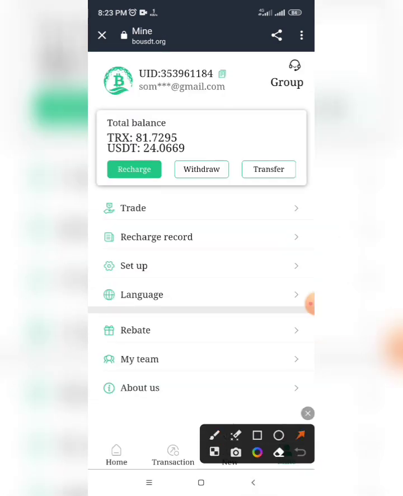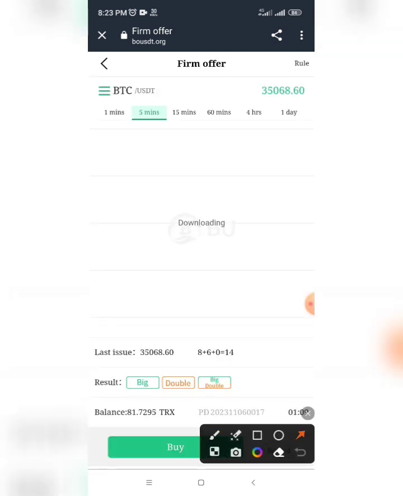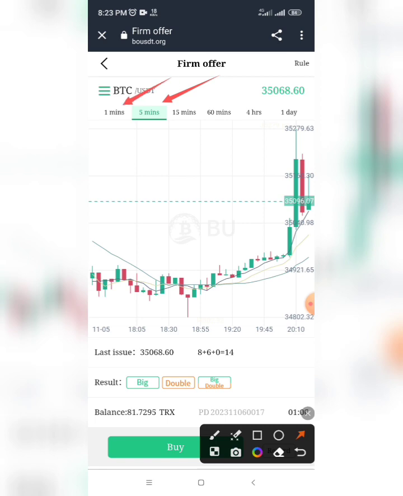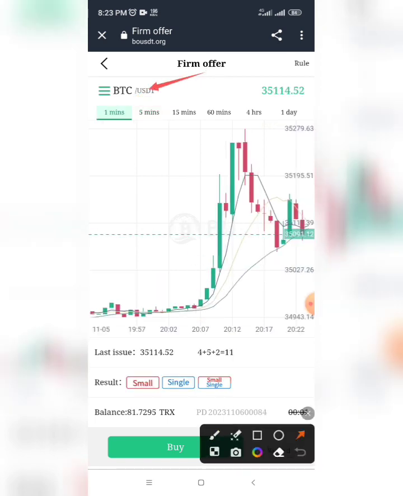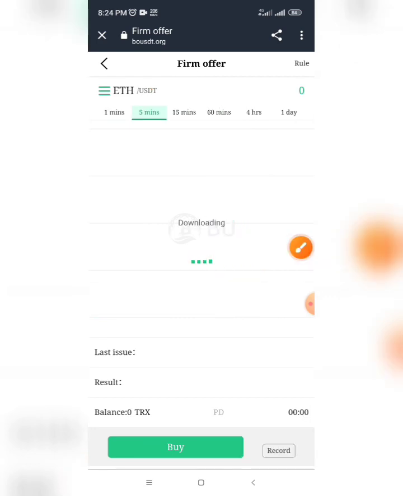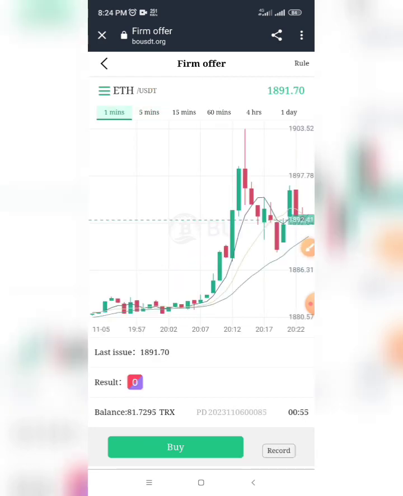If you want to withdraw, from here. And if you want to invite your friends for commission, team from here and here. You can trade from here. I am trading in 5-minute signals and 1-minute signals. Today I will trade in 1-minute signals, but I will choose Ethereum today. Like we see, I choose Ethereum and I put 1-minute signals.